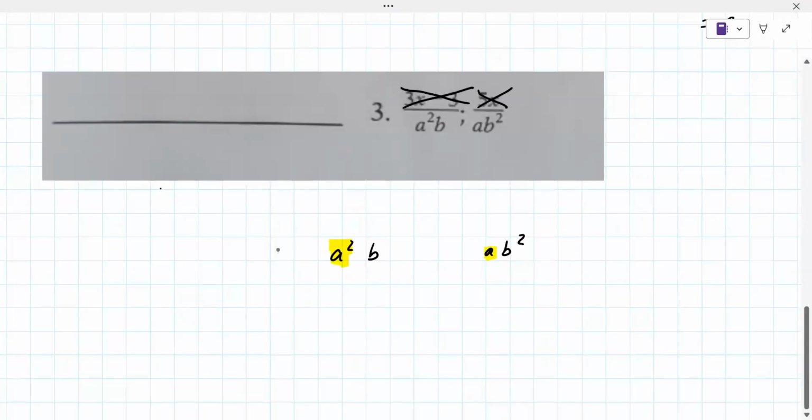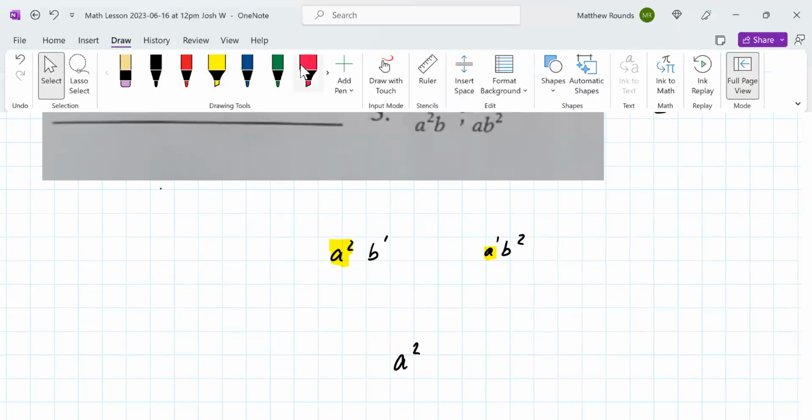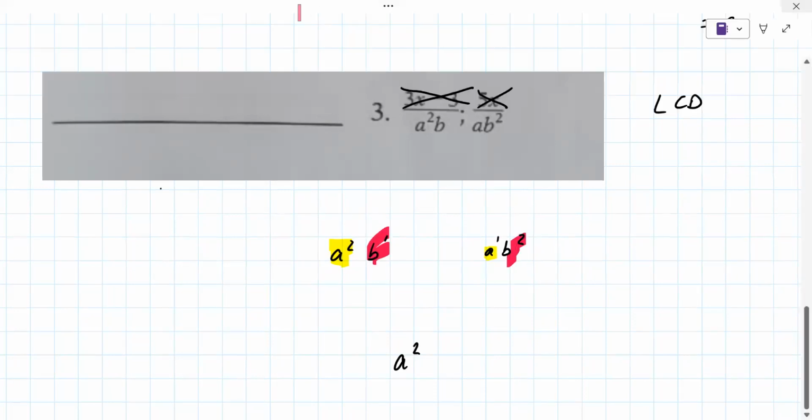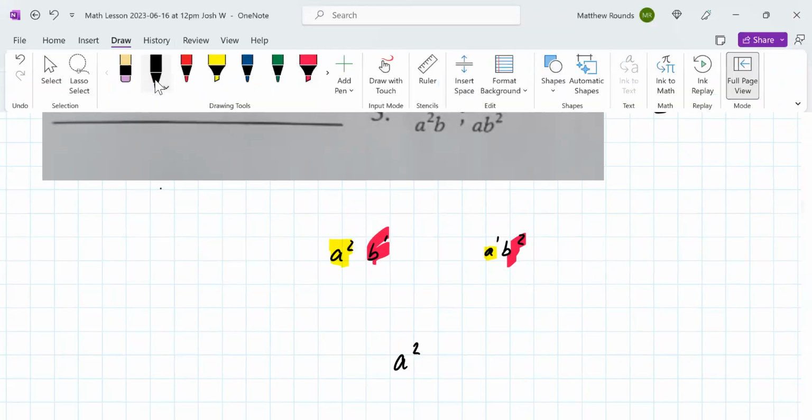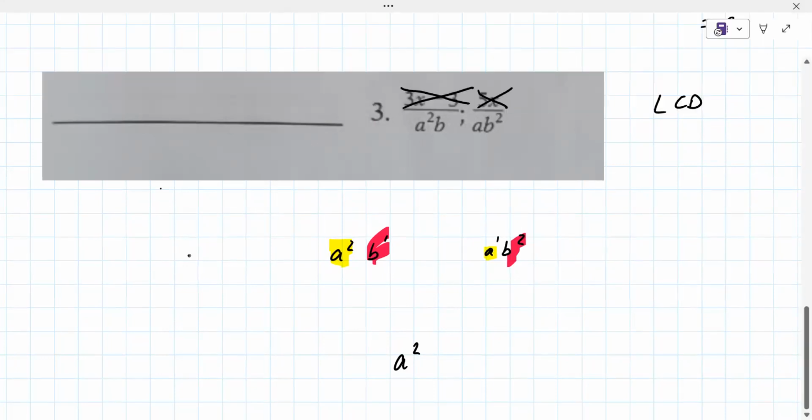You see that? Yeah, I did. And your least common denominator is the larger exponent. So which is the larger exponent? A squared. So a squared, okay? Then you look at the b. And guess what? You do the same thing. You look for the larger exponent. Which is the larger exponent? B squared. There's your least common denominator. B squared. Okay.